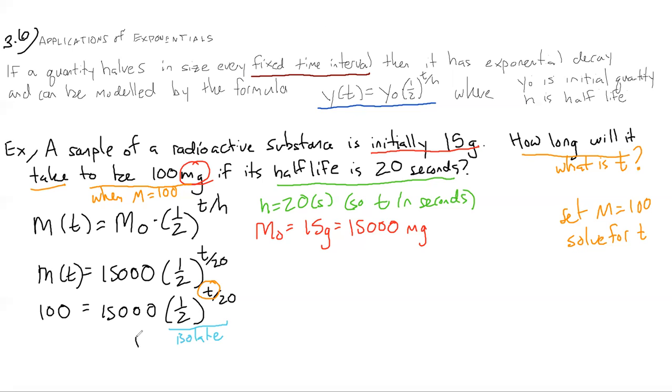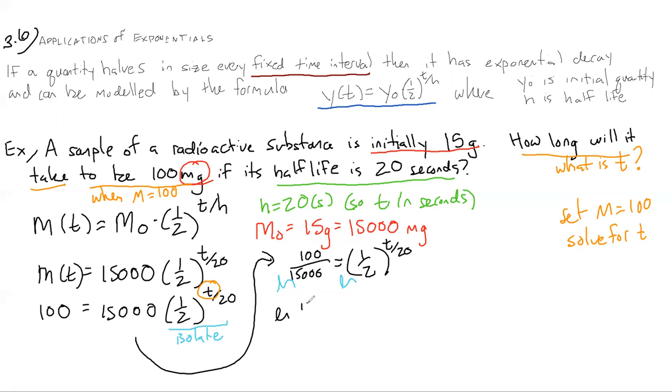It's going to be a little bit ugly. I'll get 100 over 15,000. It's up to you if you want to do some reductions, but it doesn't really matter. We're going to have to plug some stuff into a calculator soon. That is a half to the t over 20. And if you remember, since we've got the exponential isolated, we're going to do ln on both sides. So I have ln of 100 over 15,000 is ln of a half to the t over 20.